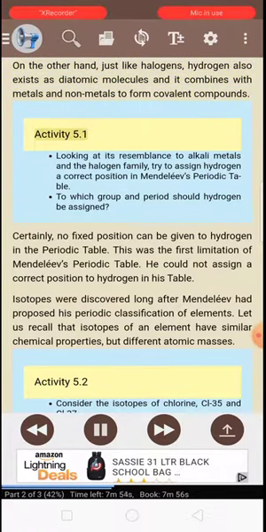Activity 5.1. Looking at its resemblance to alkali metals and the halogen family, try to assign hydrogen a correct position in Mendeleev's periodic table. To which group and period should hydrogen be assigned? Certainly, no fixed position can be given to hydrogen in the periodic table. This was the first limitation of Mendeleev's periodic table. He could not assign a correct position to hydrogen in his table.